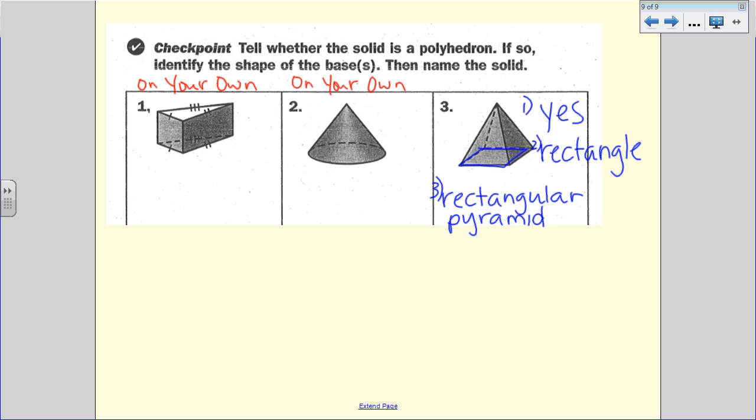All right? So you guys should have answers here for 1, 2, and 3. Yes or no? What's the base? And then what is the name? All right? Enjoy and have a good evening.